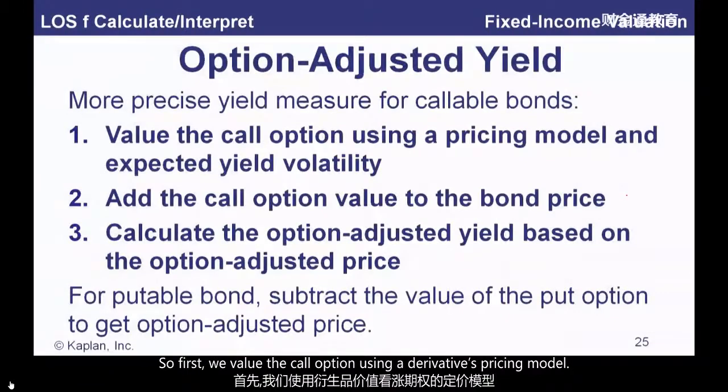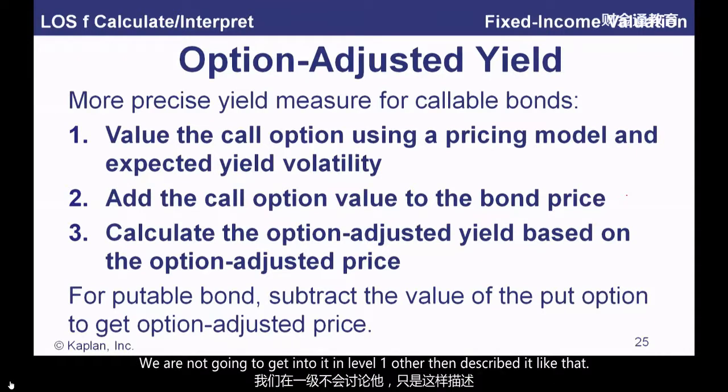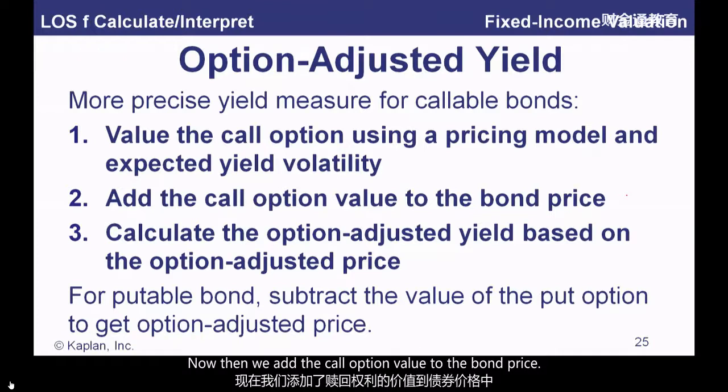So first we value the call option using a derivatives option pricing model and some assumptions about expected yield volatility. That's complex. We're not going to get into it at Level 1 other than to describe it like that. Now, then we add the call option value to the bond price.